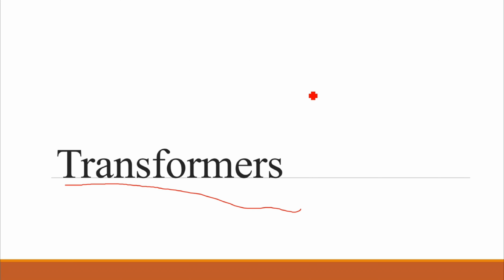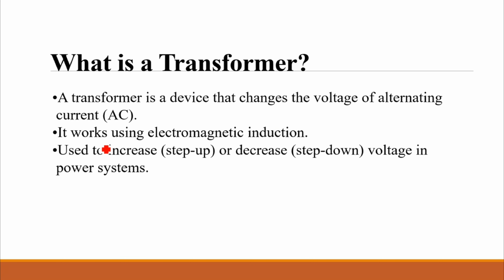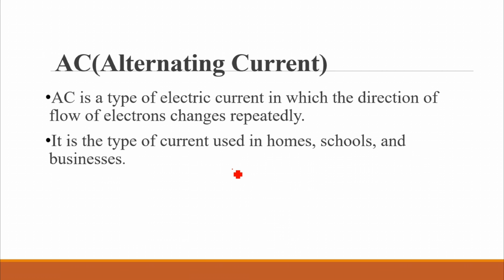So what is the function of transformer? Transformer basically converts AC from high voltage to low voltage and from low to high, depending upon the requirement. What is a transformer? Transformer is a device that changes the voltage of alternating current. Alternating current means AC. So what is AC? AC is a type of electric current in which the direction of flow of electrons changes repeatedly.